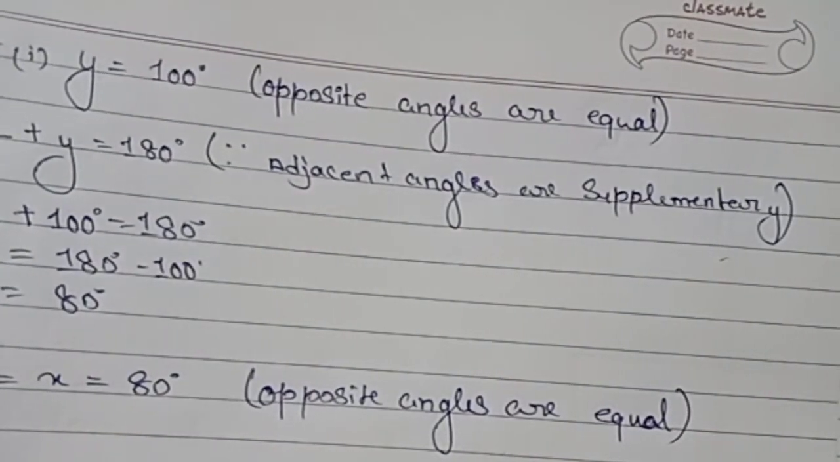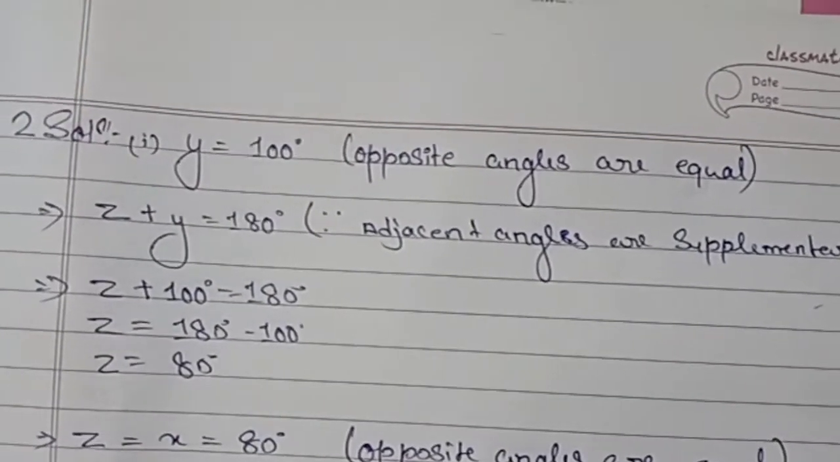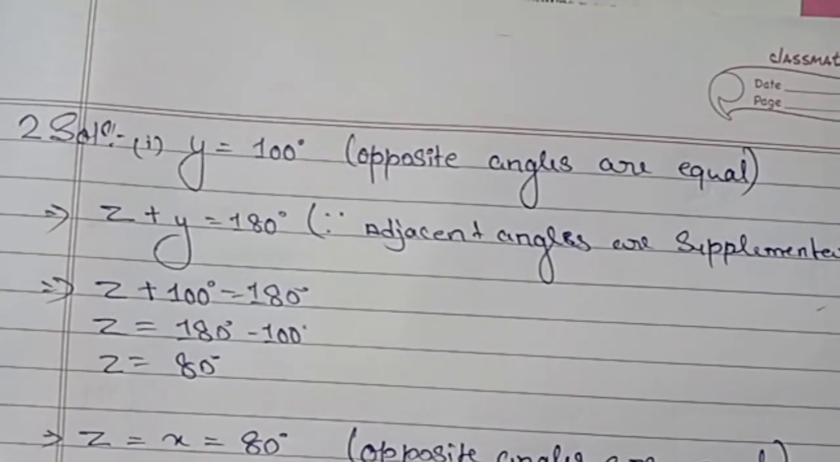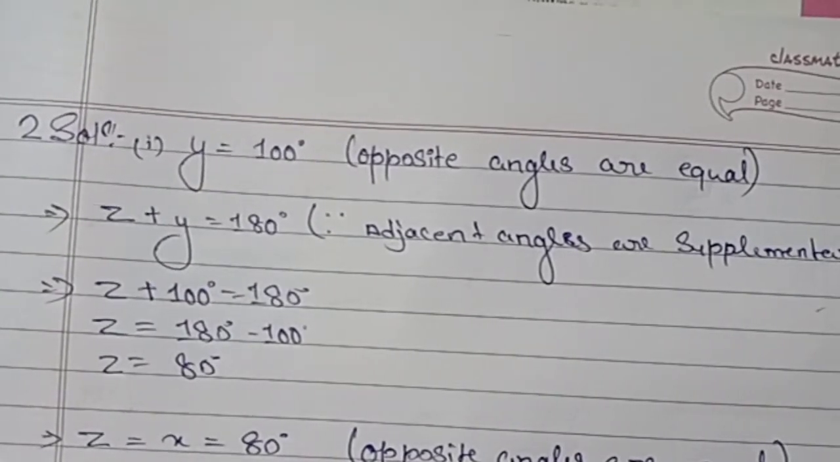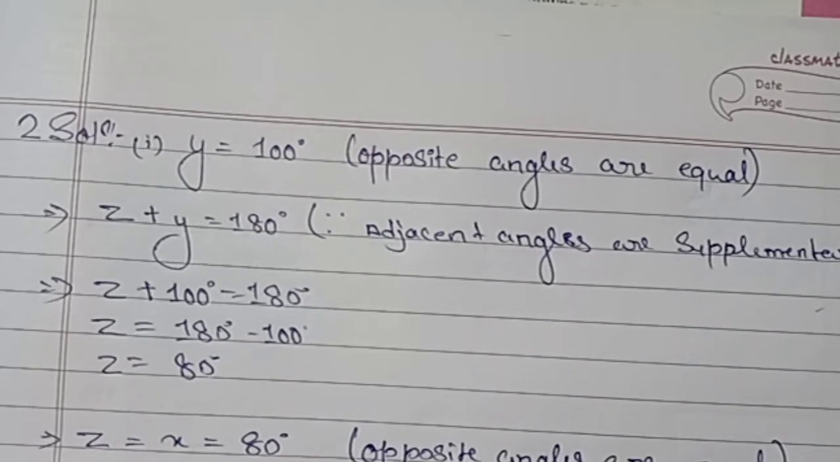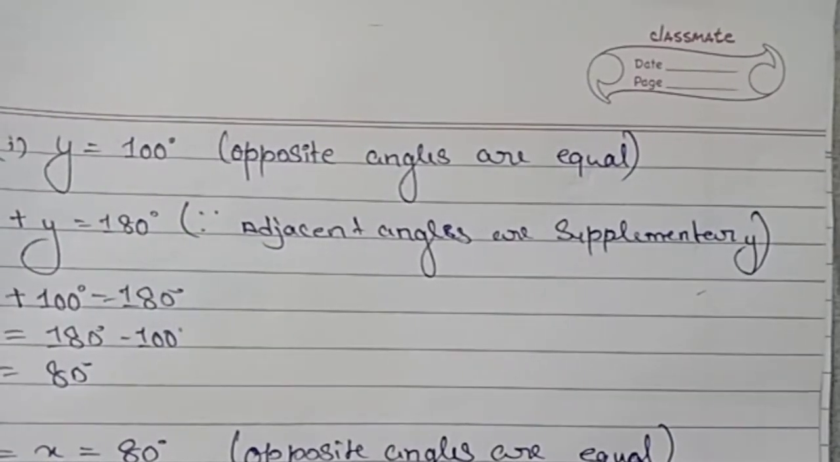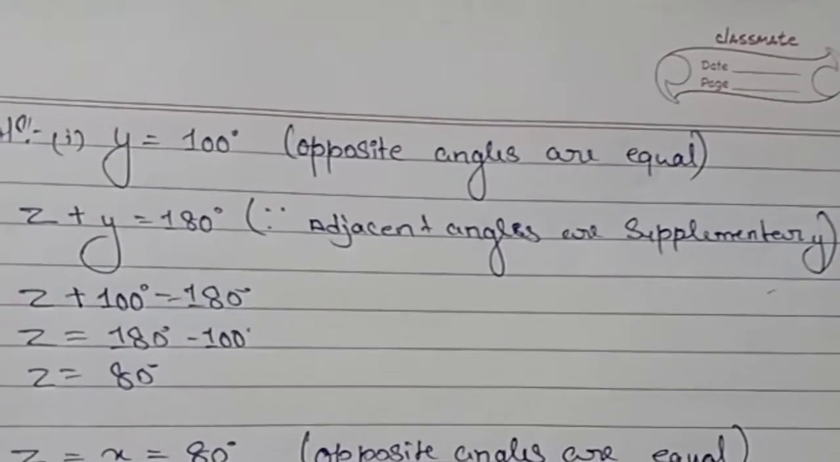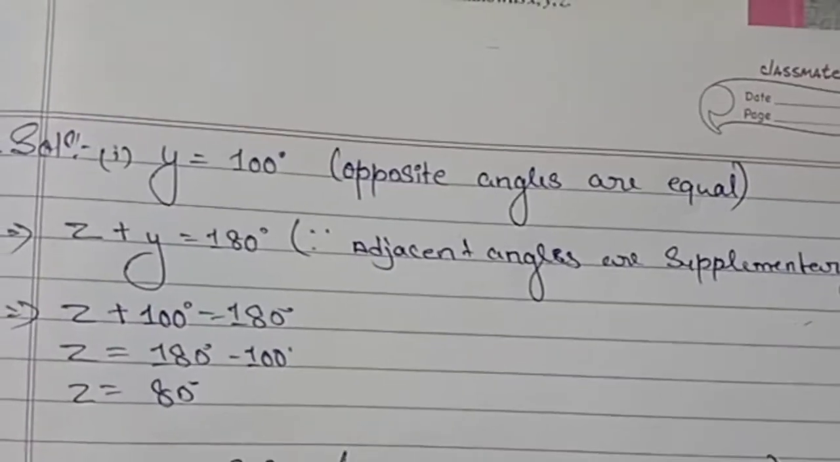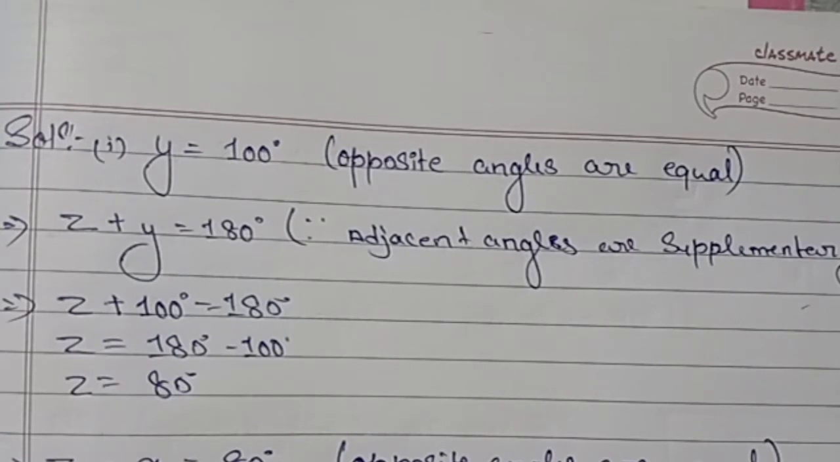So we got our values for X, Y and Z. Therefore, X is equal to 80 degree, Y is equal to 100 degree and Z is equal to 80 degree. Okay, we got the solution. I hope students, all of you understand.